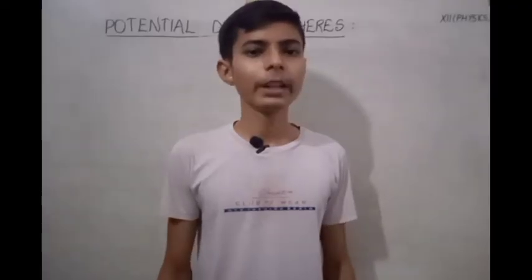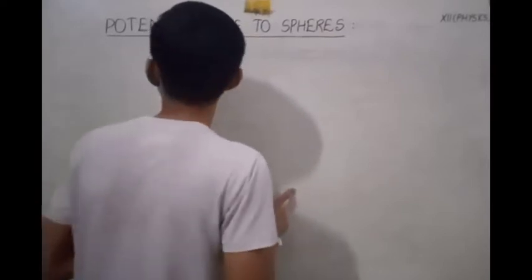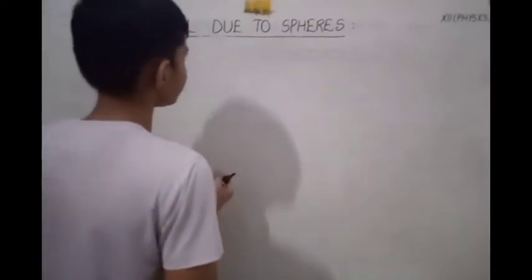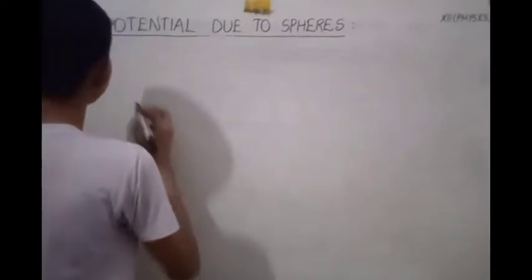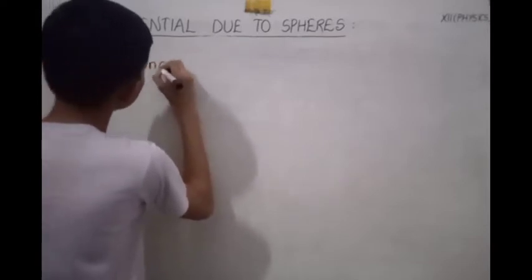Hello and welcome everybody. Today I am back with another lecture of electrostatic potential and capacitance of class 12 physics. Today our topic is potential due to spheres. We know that spheres are of two types. The first type is conducting spheres.